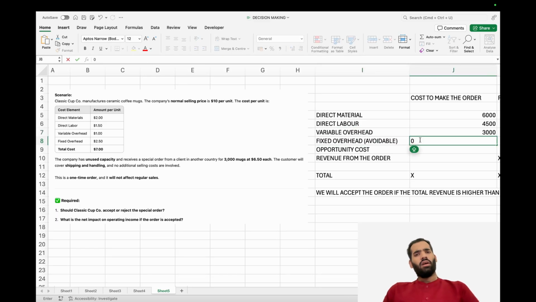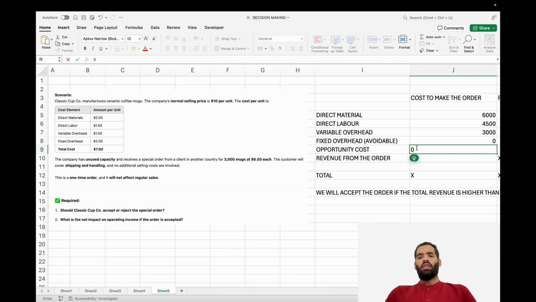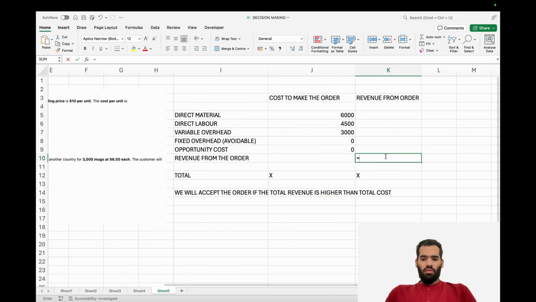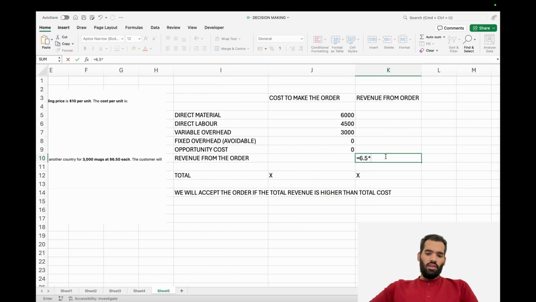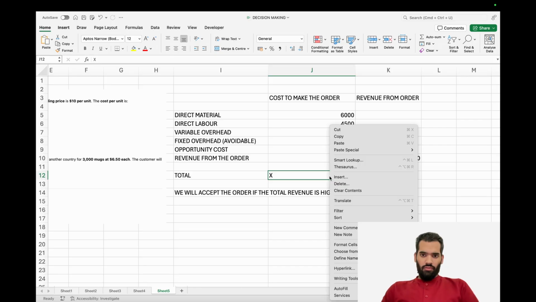Like I said in the previous video as well, avoidable fixed overhead is something you don't really get to see in this type of decision. Opportunity cost: are we losing out on some other products by making this order? No, we're using unused capacity, so no opportunity cost. And then revenue from the order, so $6.5 each. So 6.5 each times 3,000 mugs is 19,500. Now we do the total. If the revenue is more, of course we will accept the order.